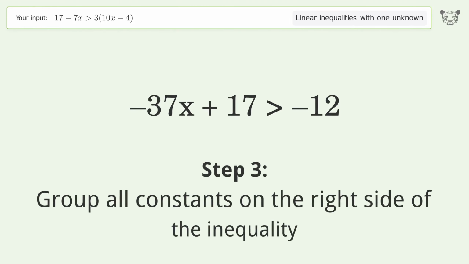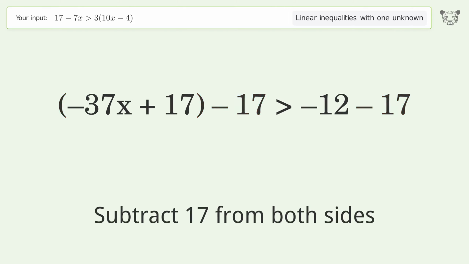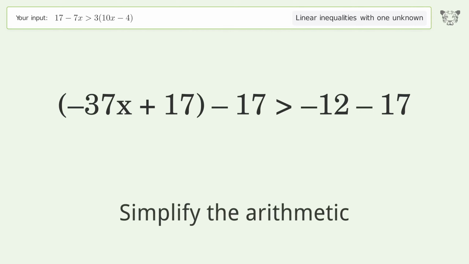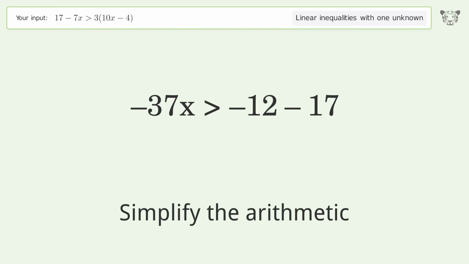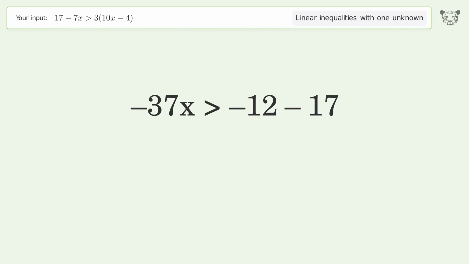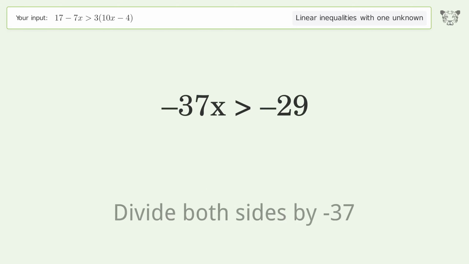Group all constants on the right side of the inequality. Subtract 17 from both sides. Simplify the arithmetic. Isolate the x. Divide both sides by -37.